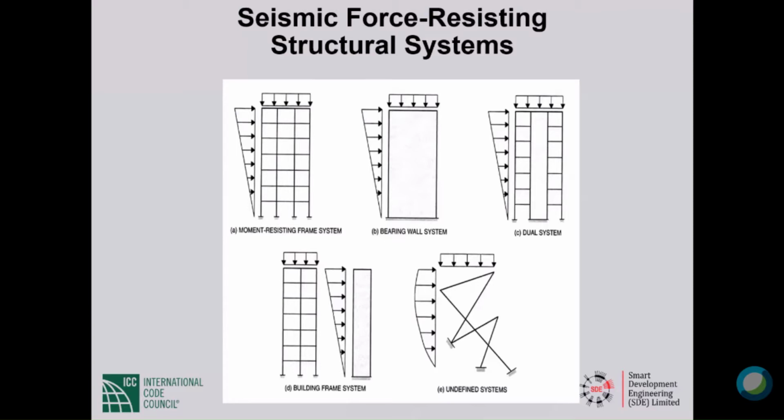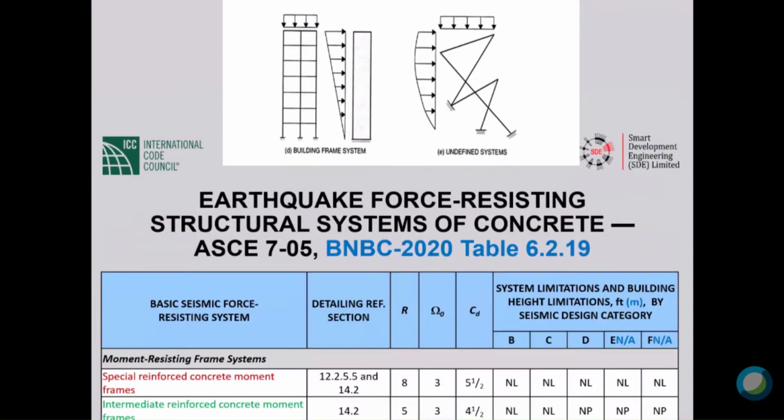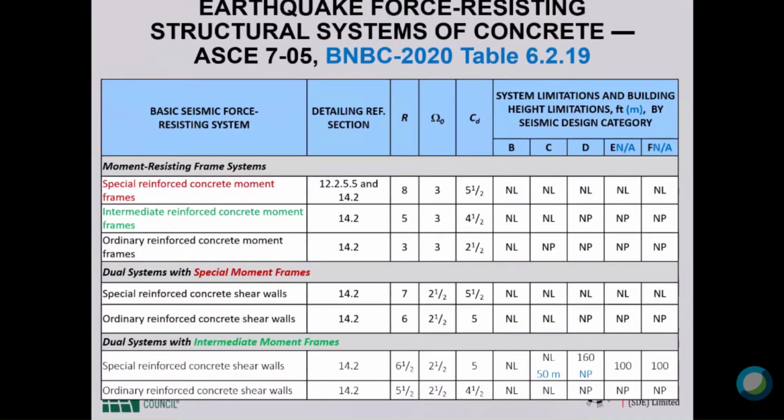Everything else that we design falls under the category of undefined structural systems, which have to be designed by comparison with one of the defined systems. That's how the system works. Okay. The R, omega sub 0, C sub D values are given in ASCE 7-05 table 12.2-1, BNBC 2020 table 6.2.19.